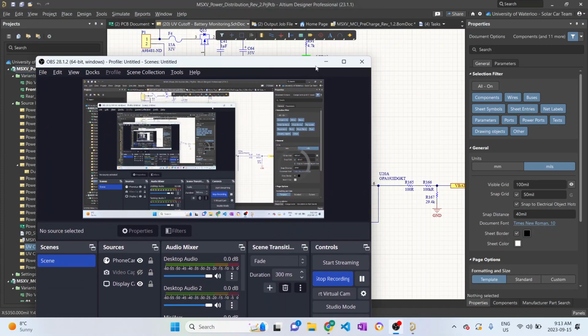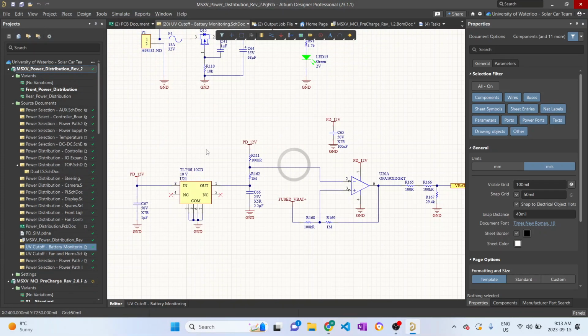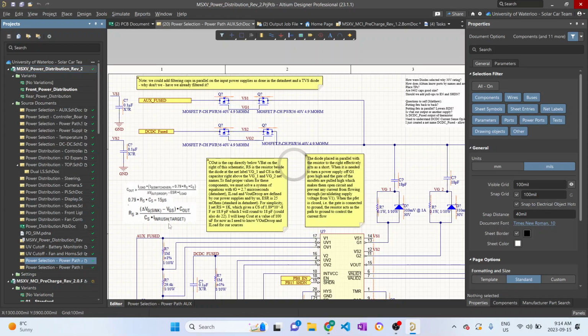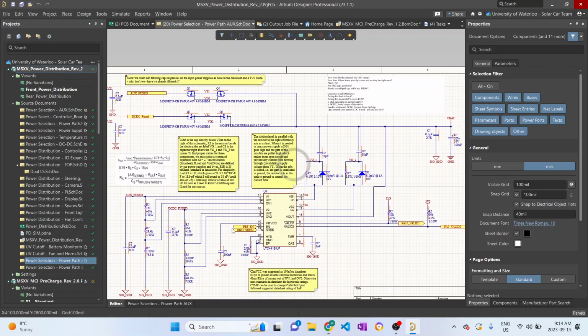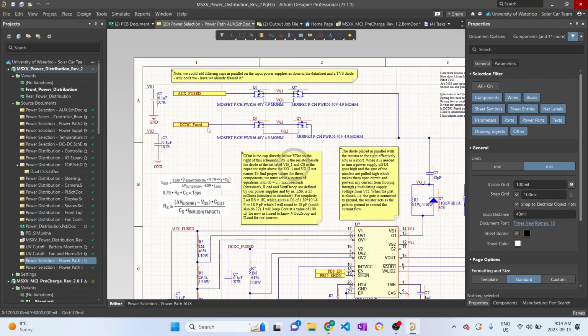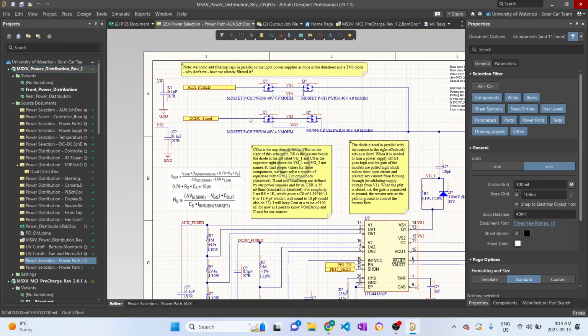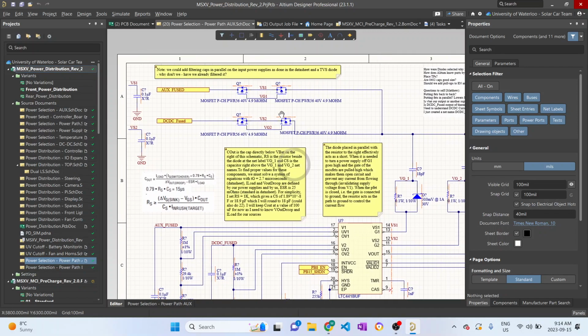Okay, so today I'm going to be explaining what I worked on in the power distribution board, part of the solar car team. So the first thing I want to look at is the power path ICs, and what this does is that part of the solar car relies on the DC-DC voltage, and another part of the solar car relies on the voltage from our auxiliary battery pack. Okay, but when one of these fails during the race, we don't want half the components in our car to not function.